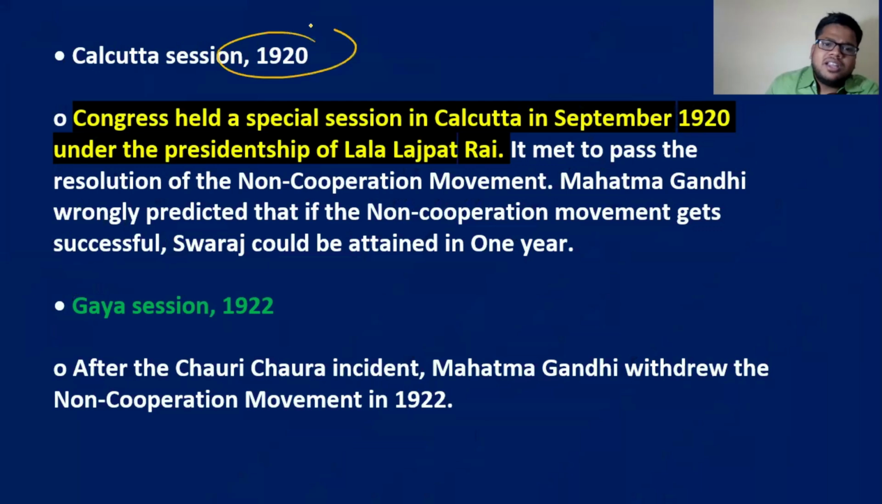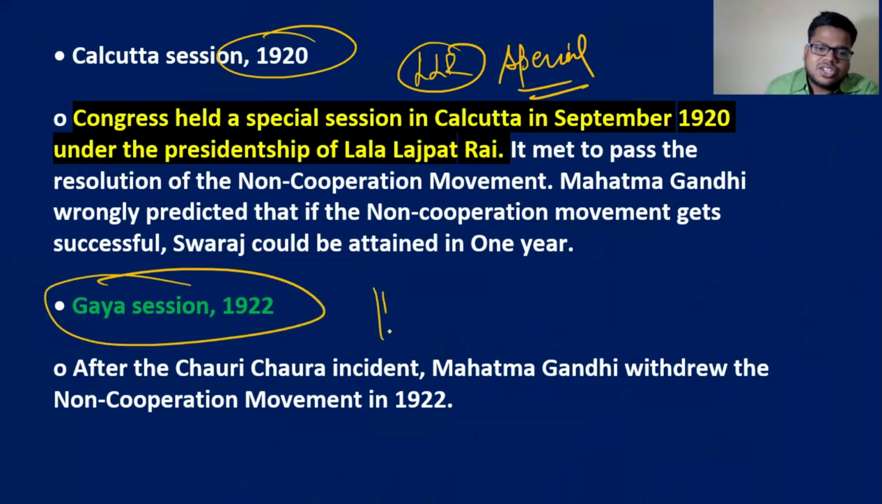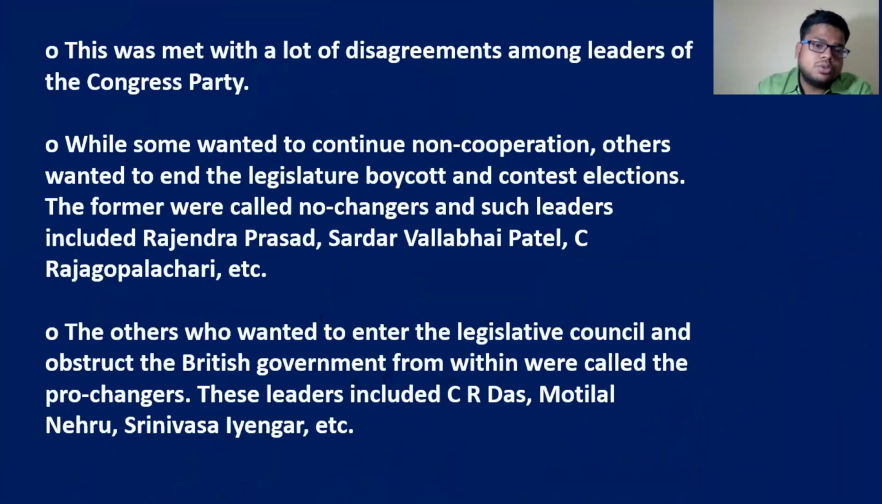For example, the Calcutta session of 1920, Lala Lajpat Rai was the president. It was a special session. Then we have the Nagpur session. Then we have the Gaya session of 1922. The Gaya session happened after the Chauri Chaura incident, I should say, not resolution.